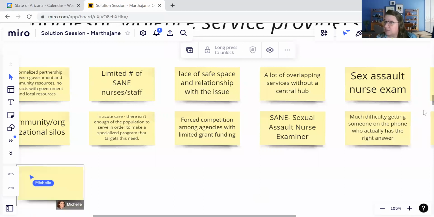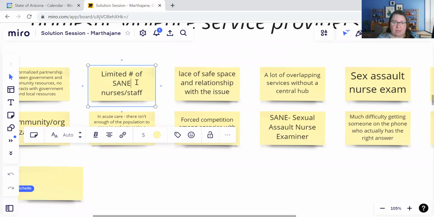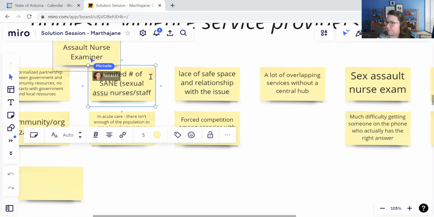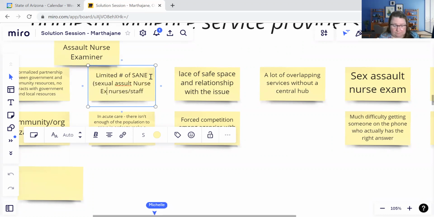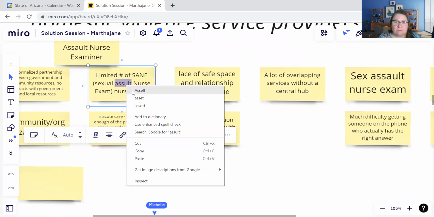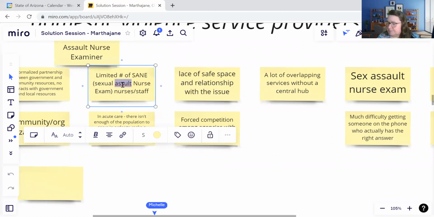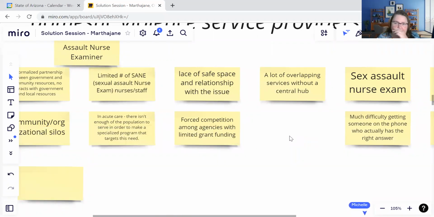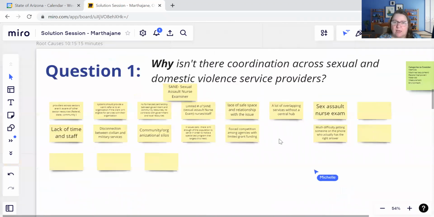Okay, we've got sexual assault nurse exam. Awesome. I'm just going to pop that in here, and spell assault right. Awesome. Overlapping services without a centralized hub, absolutely.